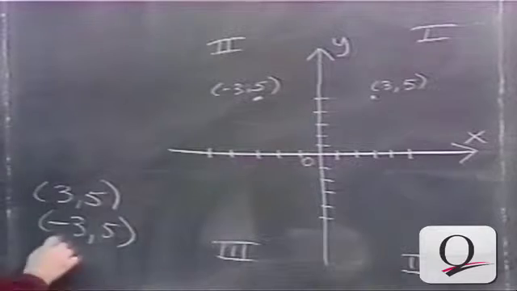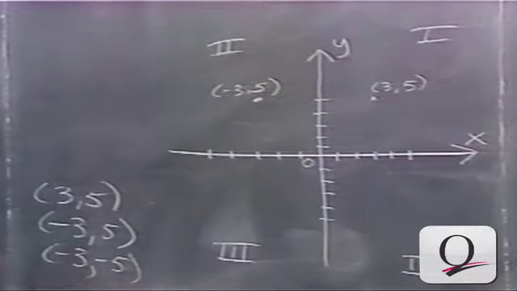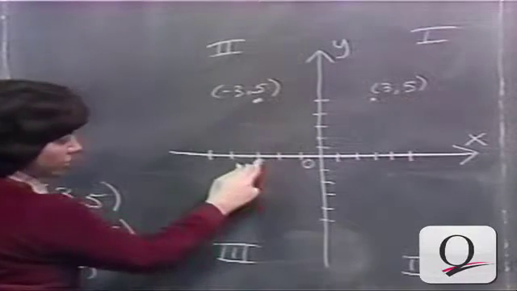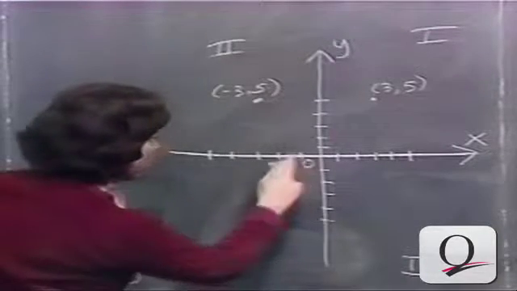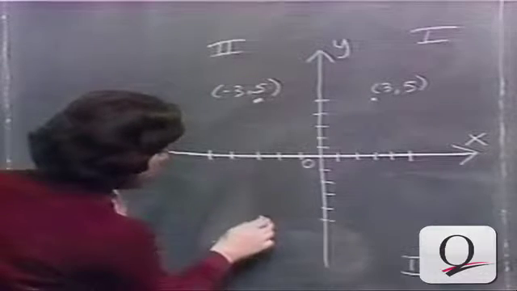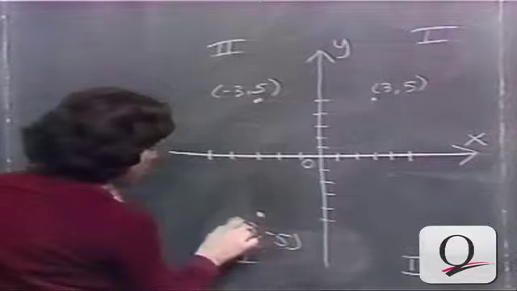Okay, let's look now at the point -3, -5. Starting at the origin, he moves to the left 3 units and then down, because y is negative, down 5 units. 1, 2, 3 to the left, 1, 2, 3, 4, 5 down, to get to this point, -3, -5.